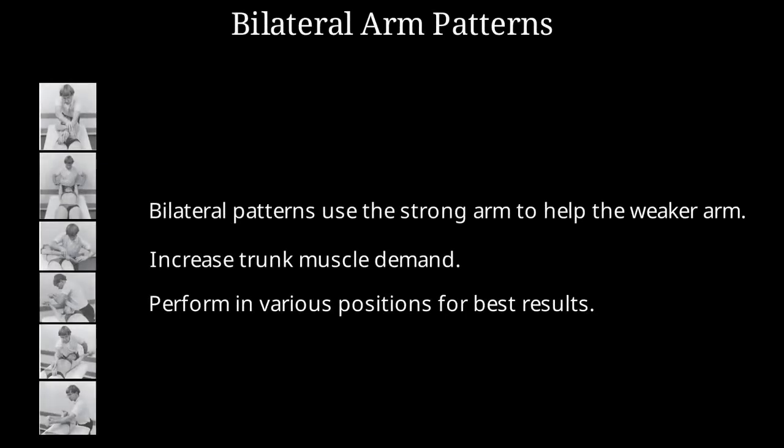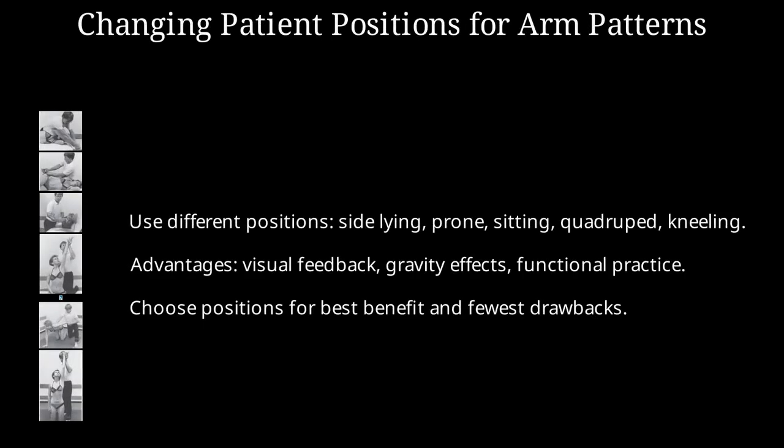Bilateral arm patterns use the strong arm to facilitate weaker movements in the involved arm. These patterns increase trunk muscle demand and can be performed in various positions for optimal strength and control. Exercising arm patterns in different positions, such as side lying, prone on elbows, sitting, quadruped, or kneeling, offers various advantages. These include allowing the patient to see the arm, altering gravity's effect, and practicing functional motions. Choose positions that maximize benefits and minimize drawbacks.